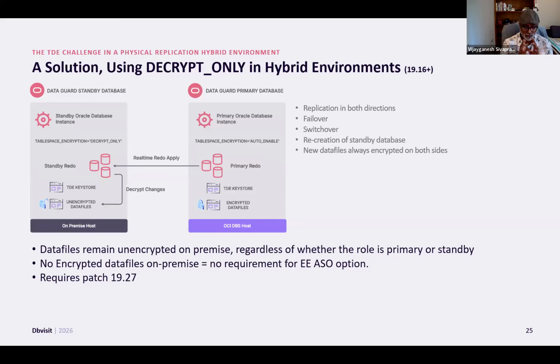We specifically require a 19.27 patch because certain bugs were resolved from 19.16 onwards. We found that restoration for recreating your standby database on-premise doesn't work otherwise. That's the reason we needed a specific bug fix on your on-premise environment.